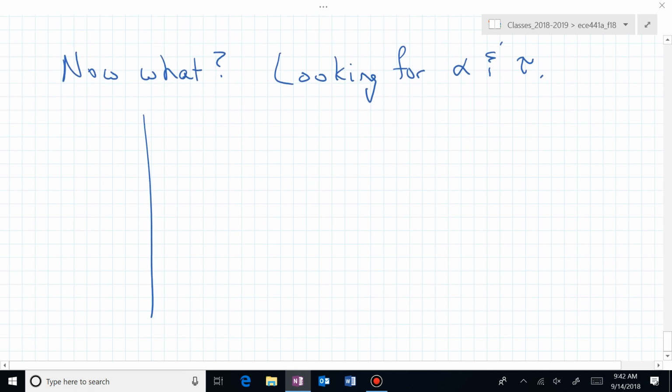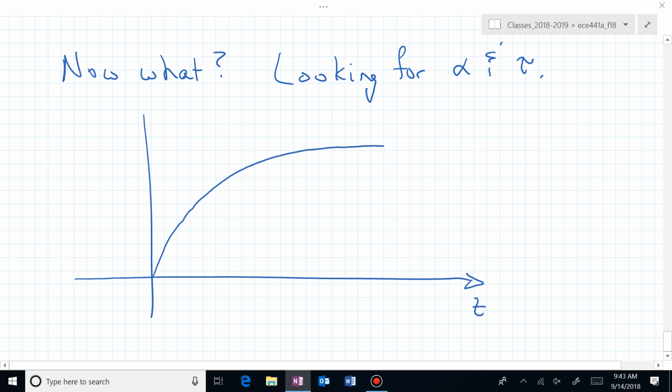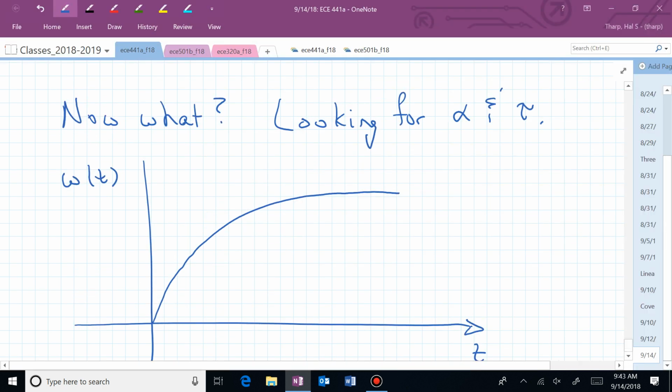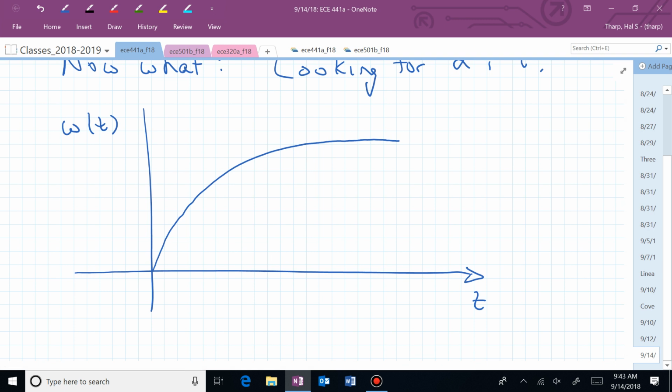But we can always fall back on this, right? We know that it looks like this. Here's omega of t. And what do we actually know? Well, somebody was paying attention and found that at t1 it was spinning at omega 1.